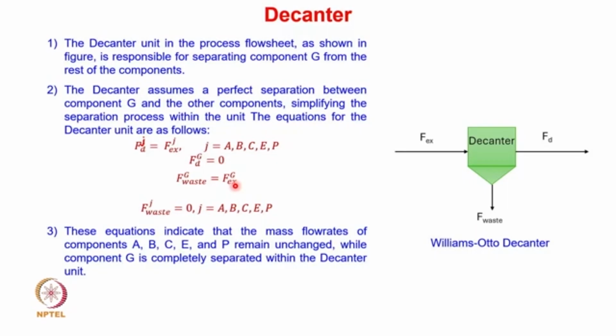So that is nothing but whatever is the input G to the decanter, the same amount will be removed here at the bottom, and all other components other than G will be negligible. So therefore Fj waste is equal to 0. So you can see that at the bottom Fj waste, where J is varying as A, B, C, E, P, all other components will not be there in the bottom. So these equations indicate that the mass flow rate of components A, B, C, E and P remains unchanged, while component G is completely separated within the decanter unit.